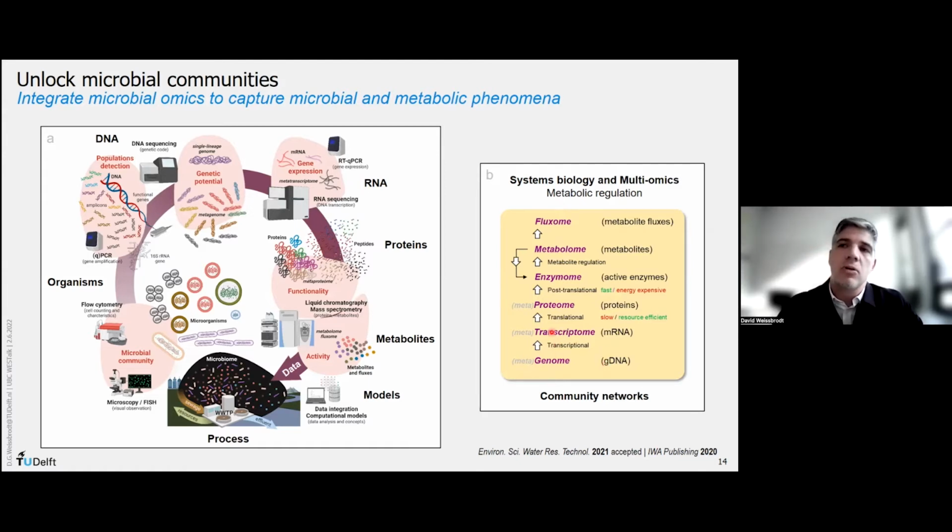If you sequence the RNA, you only get information between genes and RNA, but you don't know what happens at protein level. You don't know if the protein was active. You don't know if you got an enzyme, therefore you don't know the flux of metabolites. So ideally, in science, you want to bridge all this.